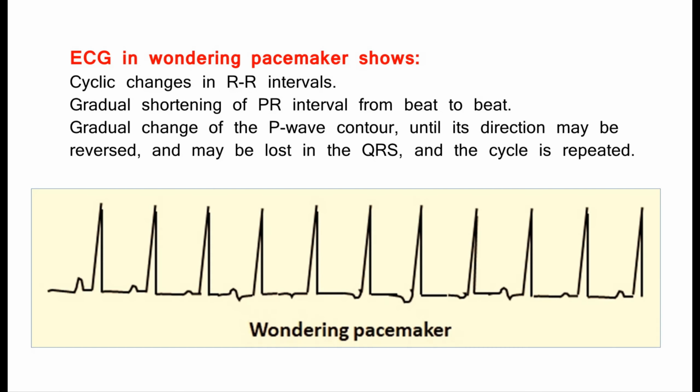ECG in wandering pacemaker shows cyclic changes in RR intervals, gradual shortening of PR interval from beat to beat, gradual change of the P-wave contour, until its direction may be reversed, and may be lost in the QRS, and the cycle is repeated.